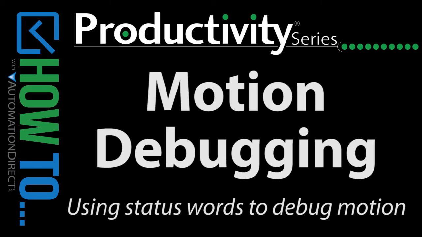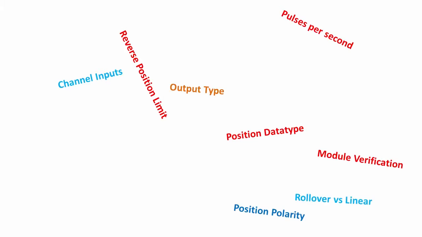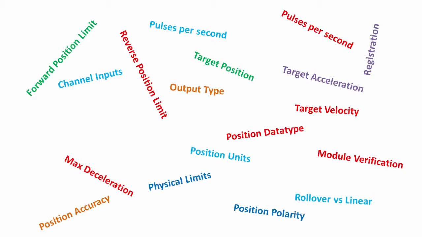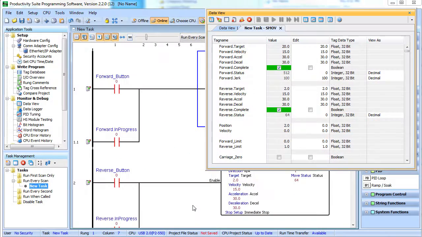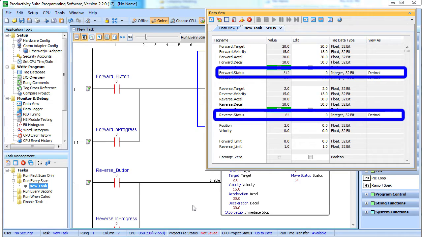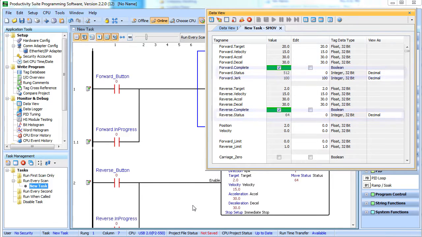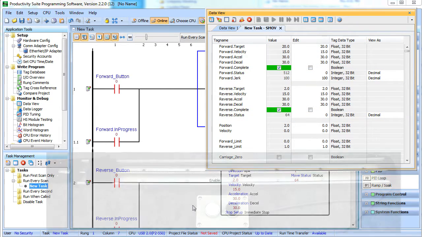When setting up a motion project, there's a lot of things to keep track of, so it's real easy to forget or overlook something. And when you kick off motion and nothing happens, well, it can cause a lot of frustration. The cool thing about the productivity series of controllers is there's these status words which tell you pretty much everything you need to know about the HSO module and its channel status.